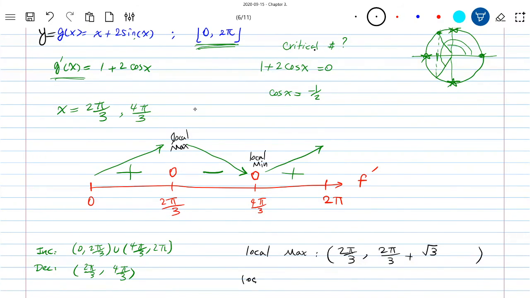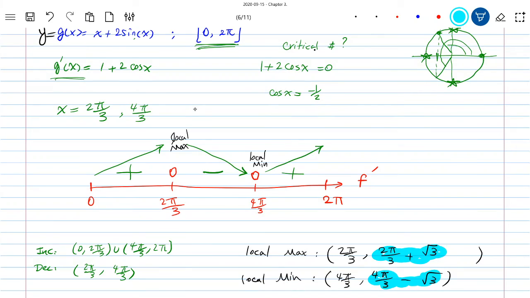And you can find the local minimum. Similarly, if you replace 4 pi third into the function, it would be 4 pi third minus root 3. So we found the local max and min. If they want the value, you only type in the y value. You only type in these two. If they want the point, you write the x and y coordinate.